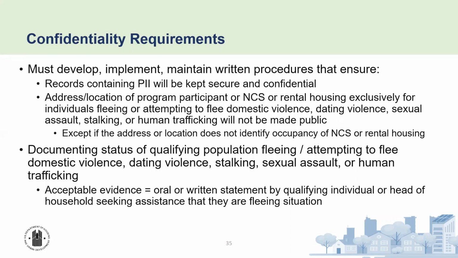Regarding documenting the status of a qualifying population that is fleeing or attempting to flee domestic violence, dating violence, stalking, sexual assault, or human trafficking, if an individual or family qualifies for HOME-ARP assistance under that qualifying population, then acceptable evidence includes an oral or written statement by the qualifying individual or head of household seeking assistance that they are fleeing that situation.